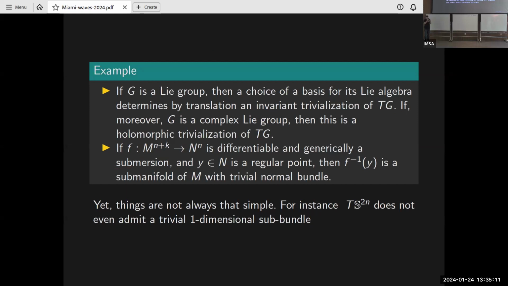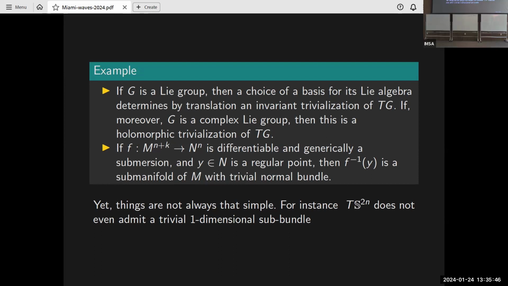Let's see a few examples of this. If we start with a Lie group, then we can look at the tangent space at the identity. Using the group multiplication, we translate that basis all around, spreading it all around the group. We get as many vector fields as the dimension of the group, so the tangent bundle is trivial. Very easy example.